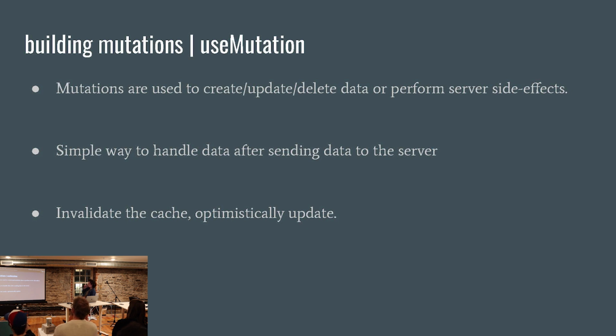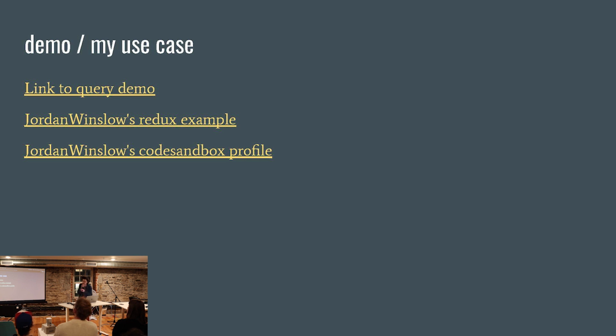Okay, so this is just briefly on useMutation: create, update, and delete. Simple way to handle data over the server and invalidate the cache and optimistically update. But I don't know if we're going to have enough time to go through that too much, but I definitely will answer some questions.